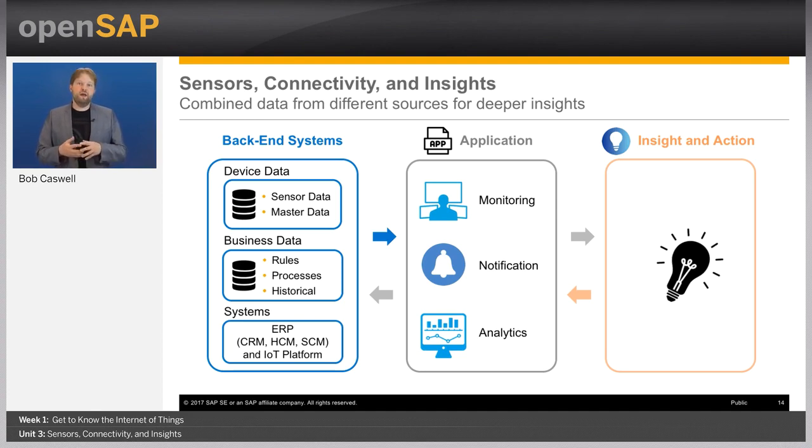So then second, an IoT application will use this combined data to provide features like the following: monitoring of devices equipped with sensors, sending of notifications based on business or device status rules, and then also analysis of the data, which is sometimes combined with other data for deeper insights. Finally, the user of the application will use those insights to take actions and improve the business. So let's take a look at some basic examples of insights.